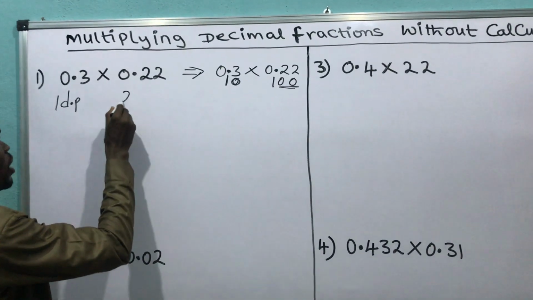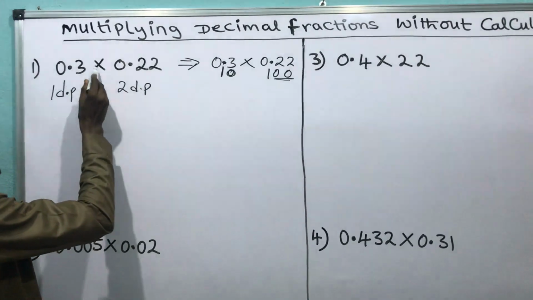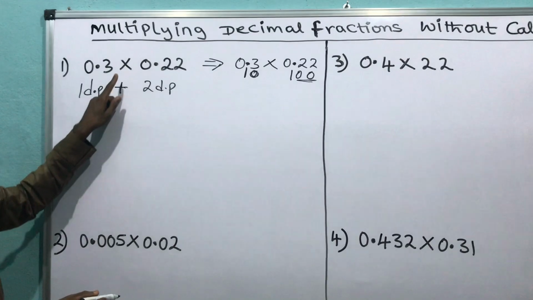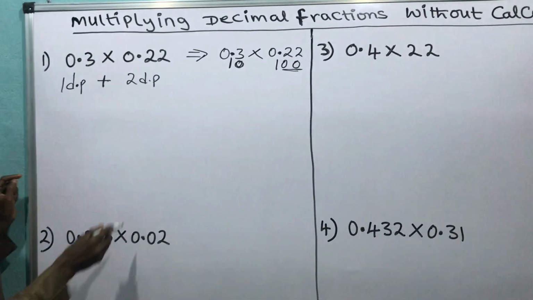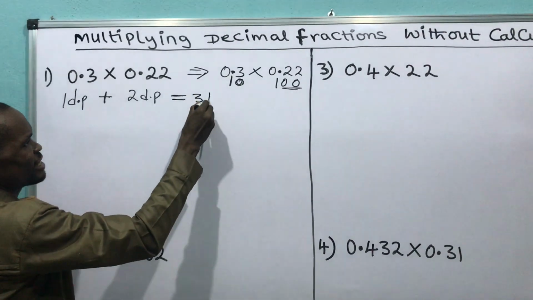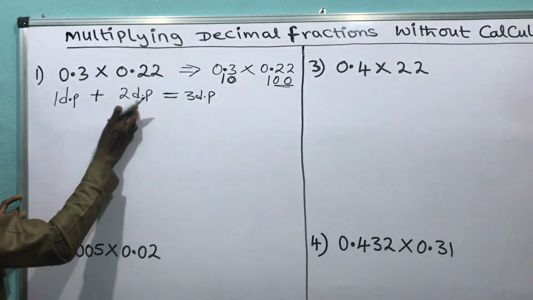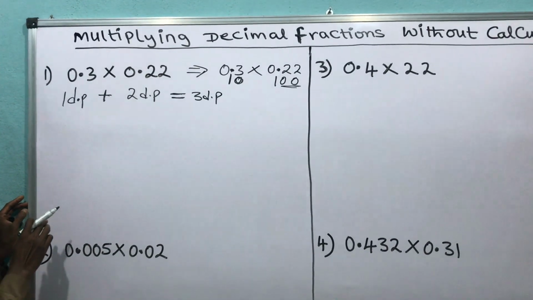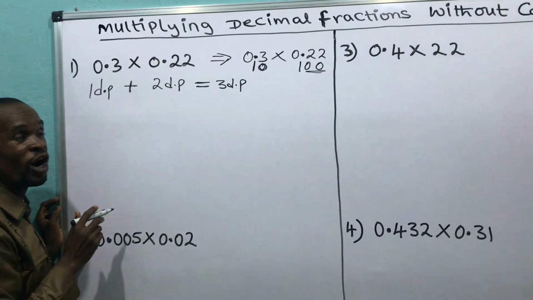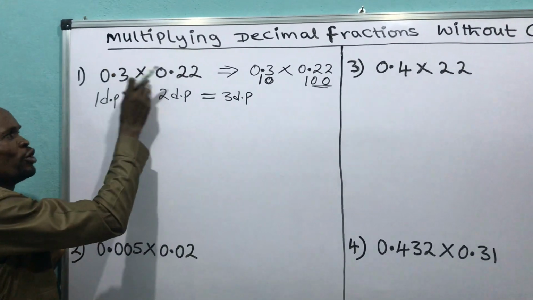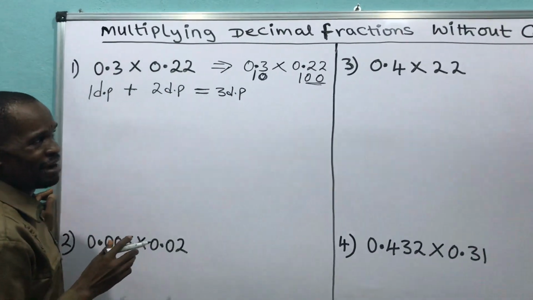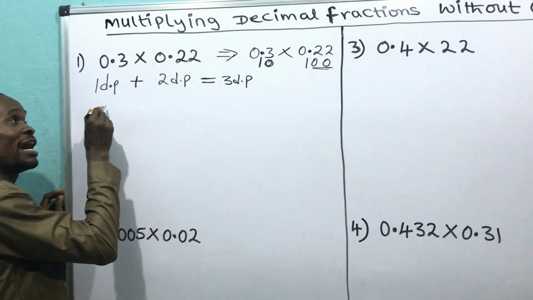I want to say 2 decimal places. And multiplication means addition in the law of indices. This gives me a total of 3 decimal places. Now, I'm going to multiply these as if they have no decimal places, as if they are not decimal fractions.